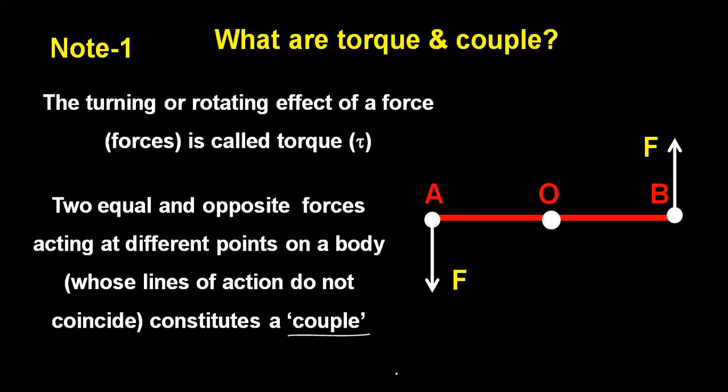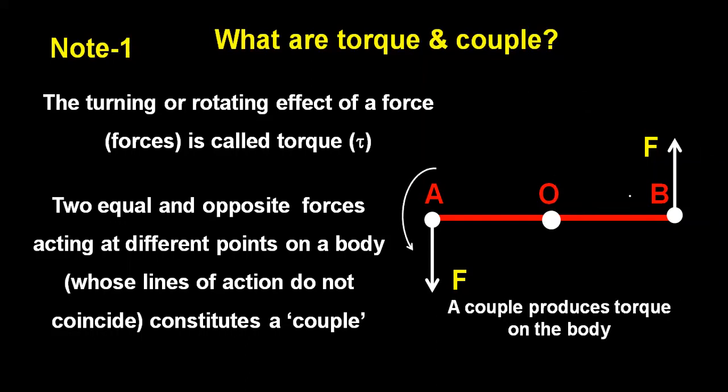Now, what does a couple actually do? Here, let me consider a rod AB. I'm fixing the rod AB at the point O. So O is called a fixed point. Imagine I'm suspending the rod from a rigid support. Now, the force acting at B will tend to take end B upwards, and the force acting at end A will tend to take end A downwards. Since the rod is fixed at the point O, the rod as such is going to rotate or turn in the anti-clockwise direction.